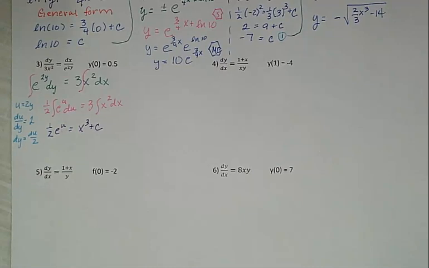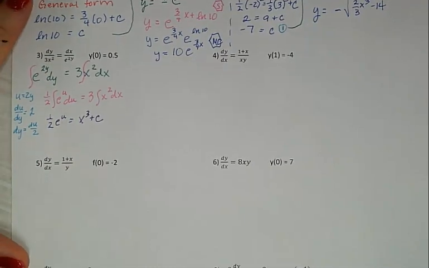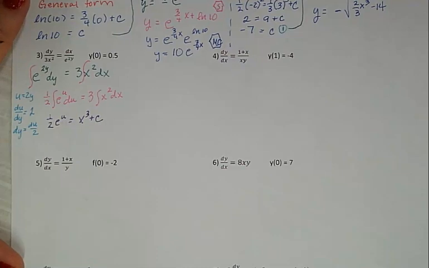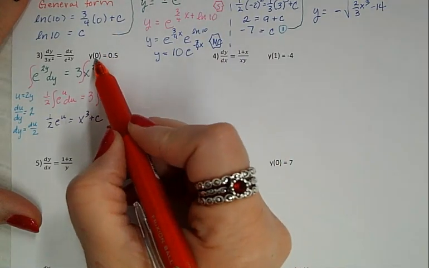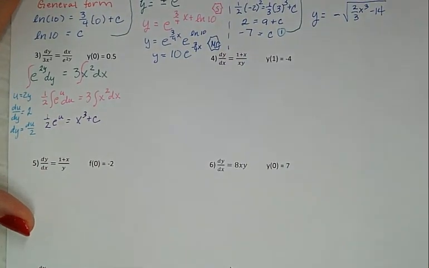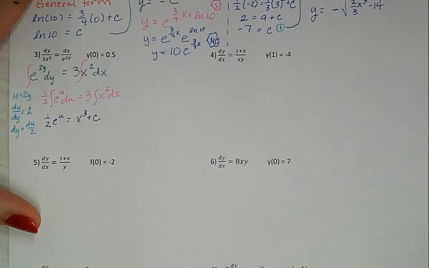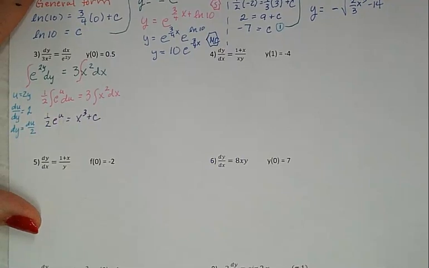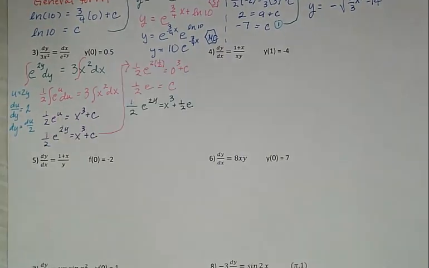All right, so now that we are here, we need to put in our initial condition and solve for C. So we're going to use our initial condition at this point. Remember that the x is 0 and the y is 0.5. So go ahead and plug in your C, plug in your x and y values and solve for C. Pause your video.